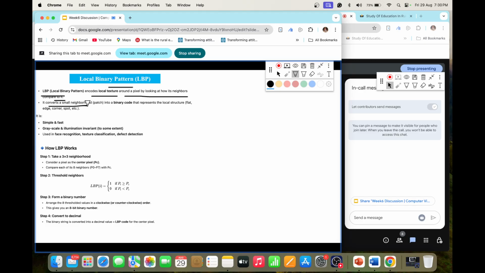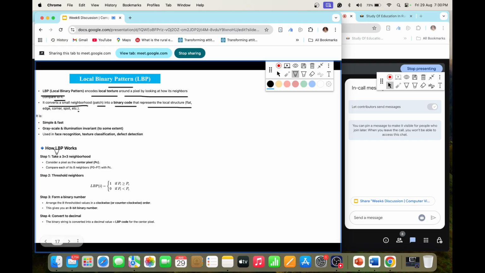It converts a small neighborhood patch into a binary code that represents the local structure: flat, edge, corner, spots, etc. So if the value is very low, then it is a flat region. If the value is very high, then you can say it is a corner. Okay, so by that you can do the interpretation.